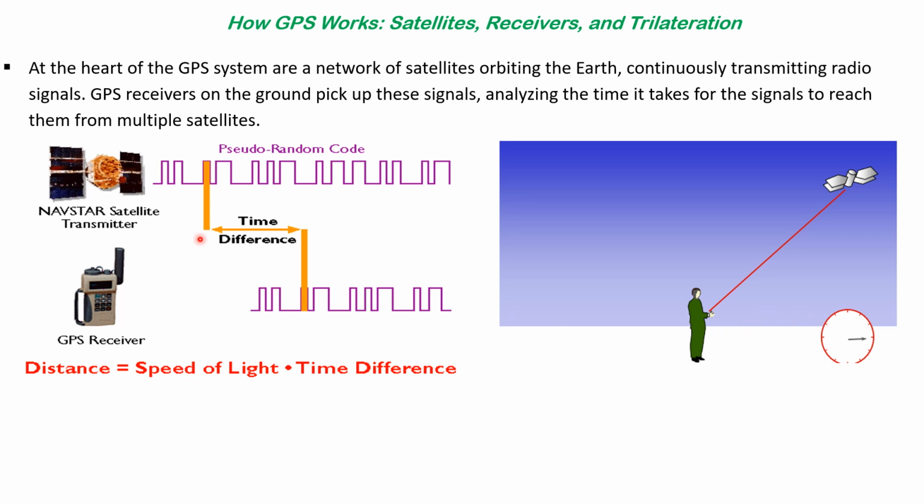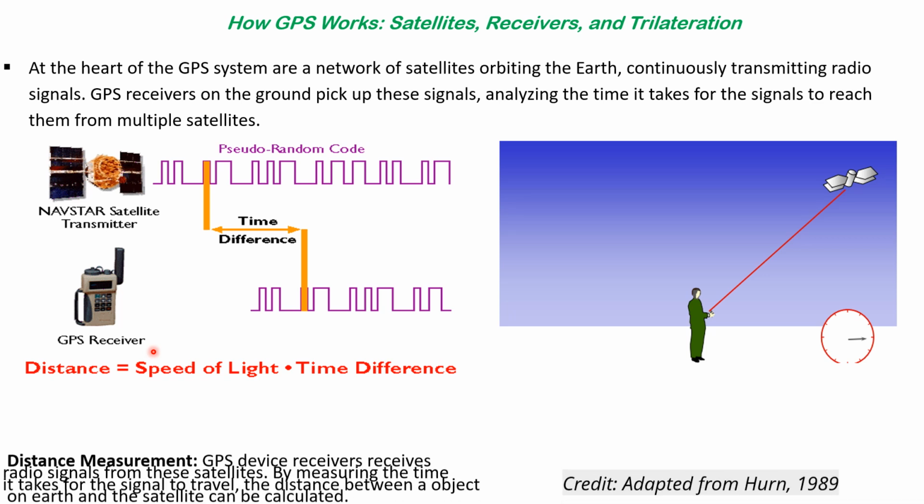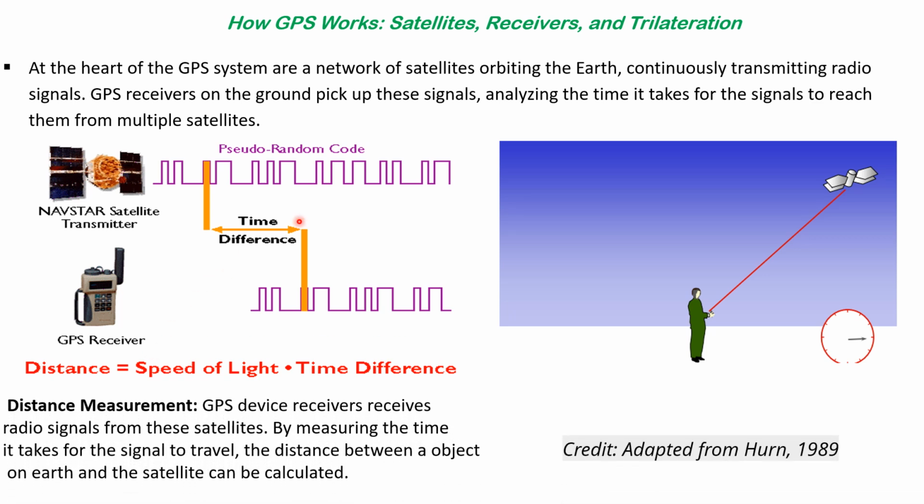As an example, there is a NAVSTAR satellite transmitter system which transmits a pseudo random code, and there is a GPS receiver which receives this radio signal from the satellite and measures the time delay. This time is multiplied by the speed of light, so it can measure the distance of any point on the ground from the satellite. This is a very crude, rudimentary idea of how GPS works.